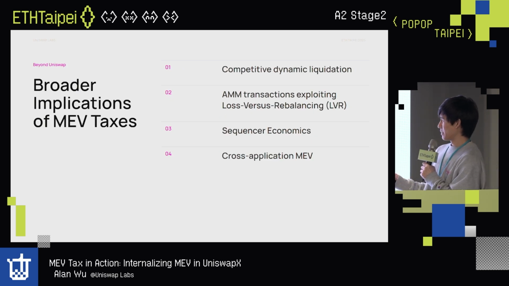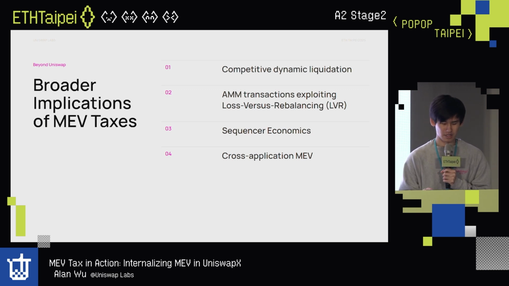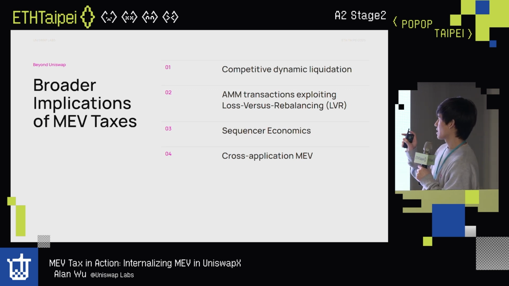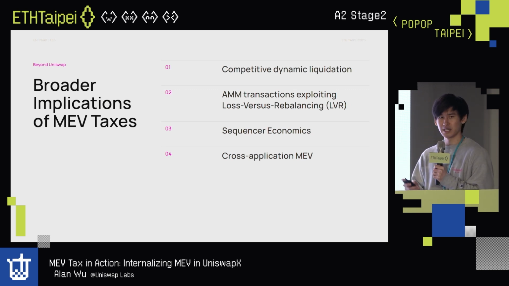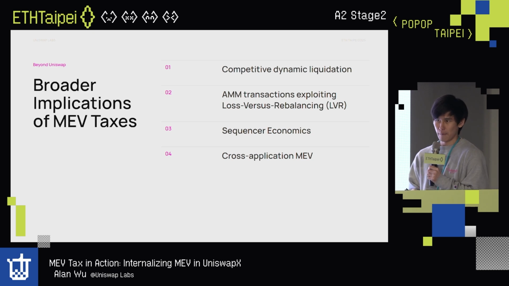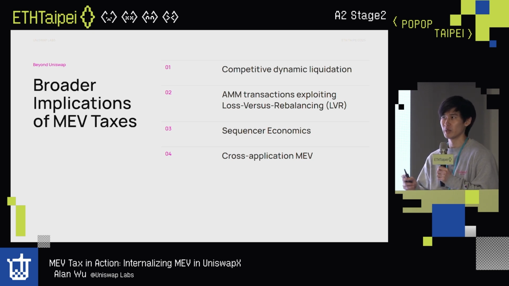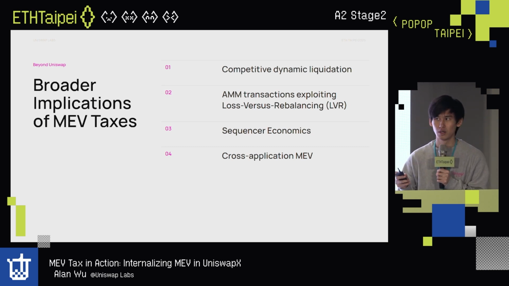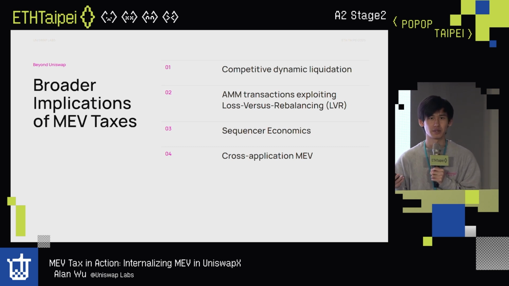So MEV taxes can be useful beyond Uniswap as well. Let's first consider liquidations. On lending platforms like Aave or Compound, liquidators are going to compete to liquidate underwater positions, and those often have a lot of MEV generated. By implementing MEV taxes here, we can redirect that value back to the application by either reducing liquidation penalties or simply increasing protocol revenue.